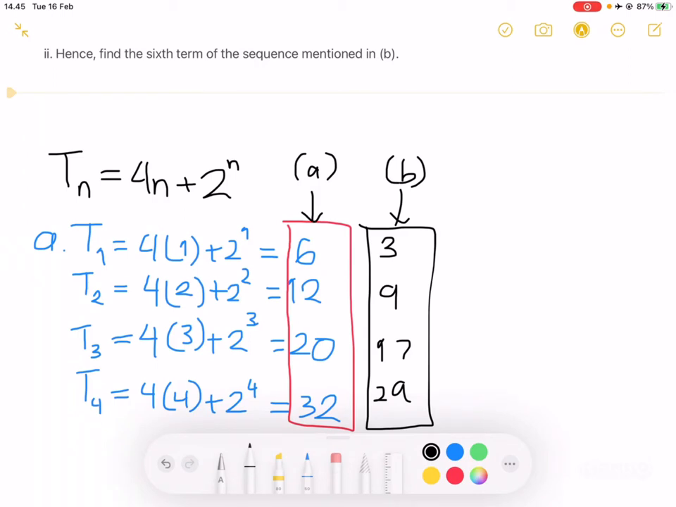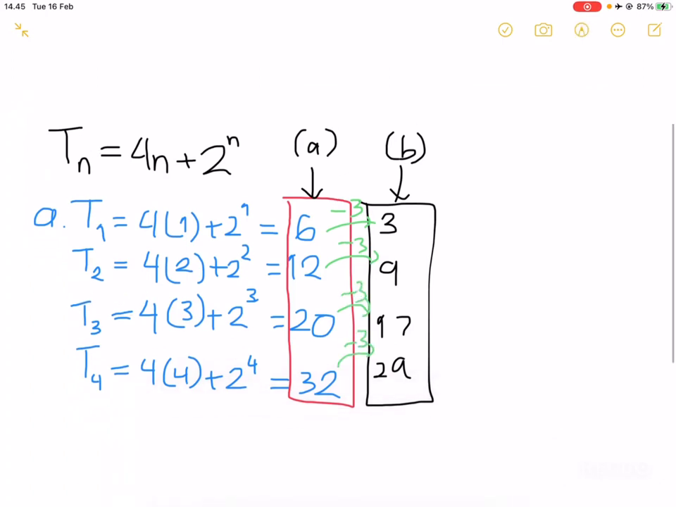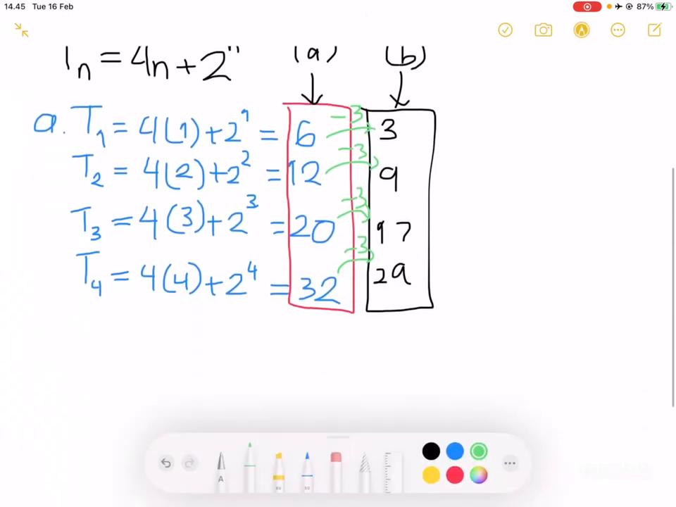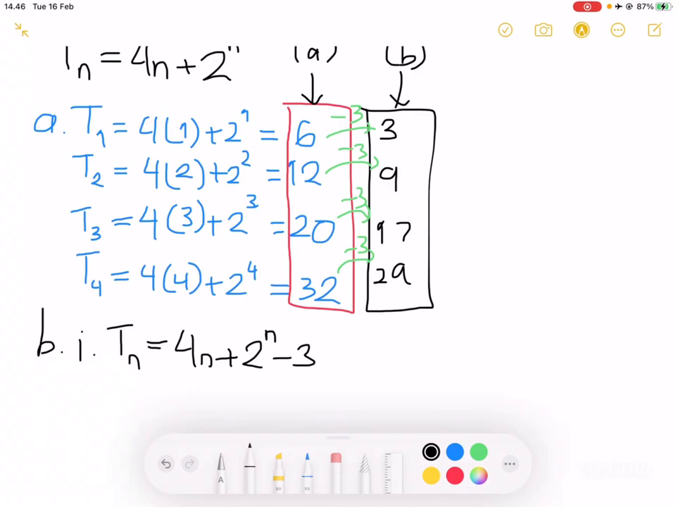Alright, if you haven't realized it, basically for each term in sequence B, you just subtract 3 from each term in sequence A. So this is the pattern right here. And therefore, with this in mind, we can just write the formula for B. The formula for the sequence in B will be just the formula of the sequence in A minus 3, which is just the difference between those sequences.